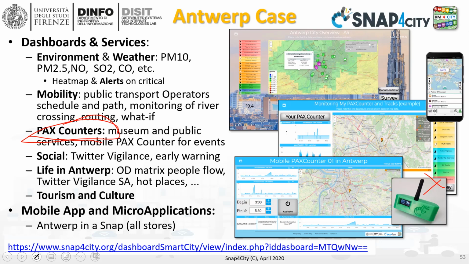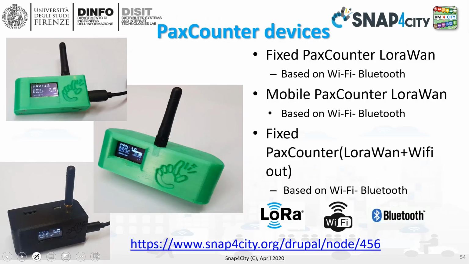So the example of the PAX counter has devices for sniffing the number of people passing by in a given area according to some sensibility, and they provide this data through LoRa network, and we collect this data and make analysis and provide this data directly on dashboard.